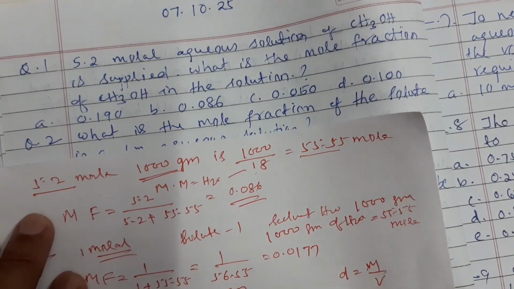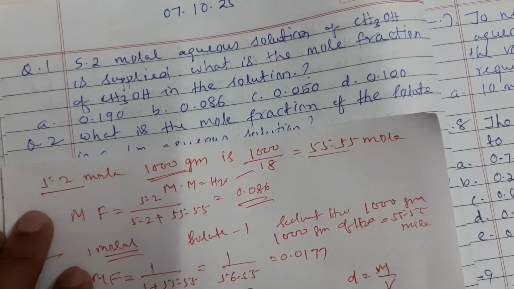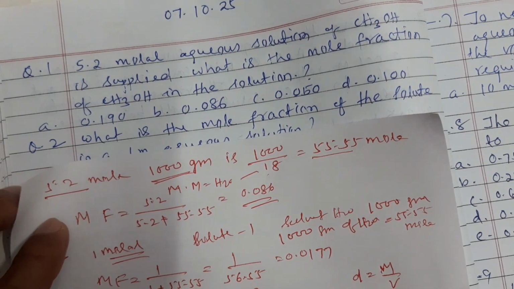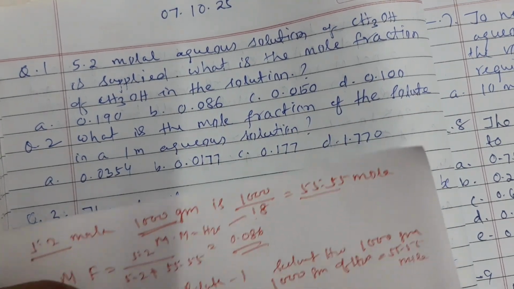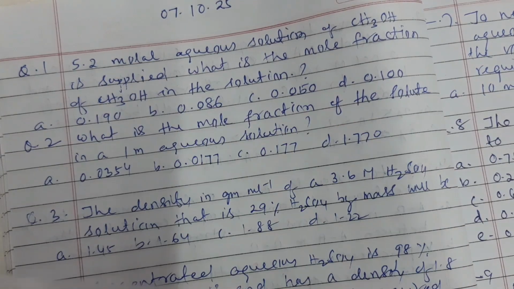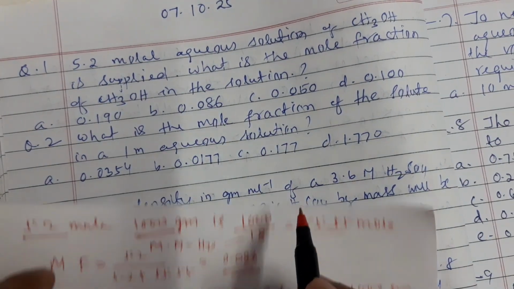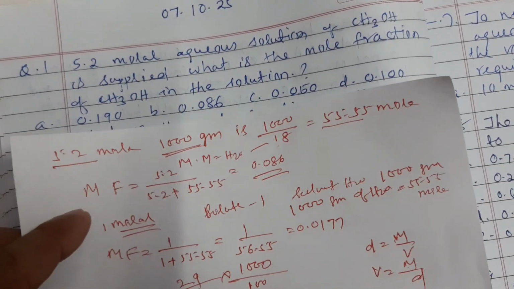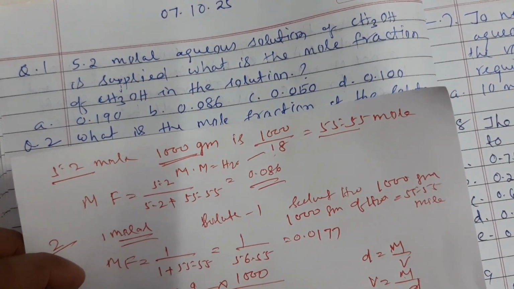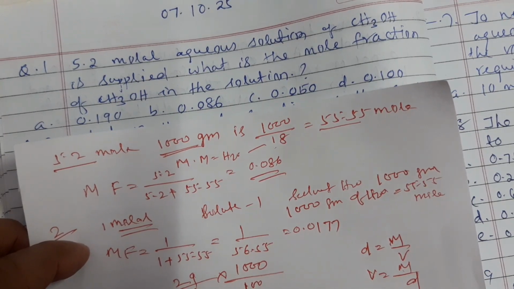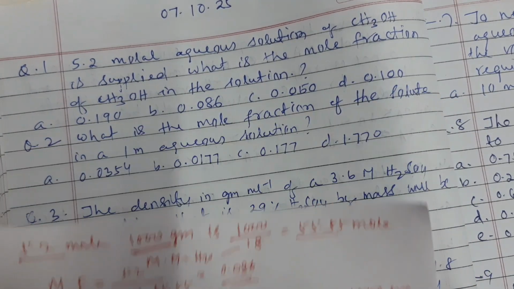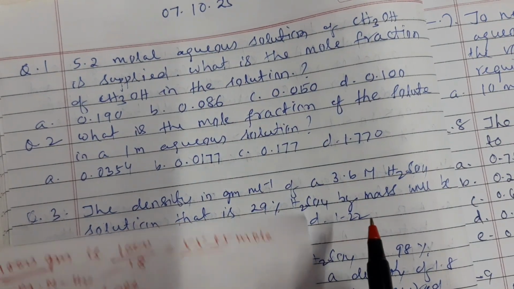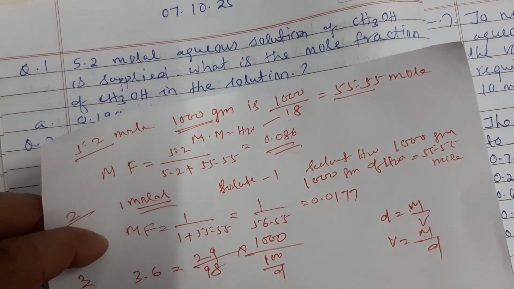Density is equal to mass by volume, so volume is equal to mass by density. So instead of writing volume, you have to write mass by density. The mass is given: percent is given, 29%, that means 100 is the mass. So by calculating all these things, density is equal to 1.22. You will get this answer. Yes. Next question.